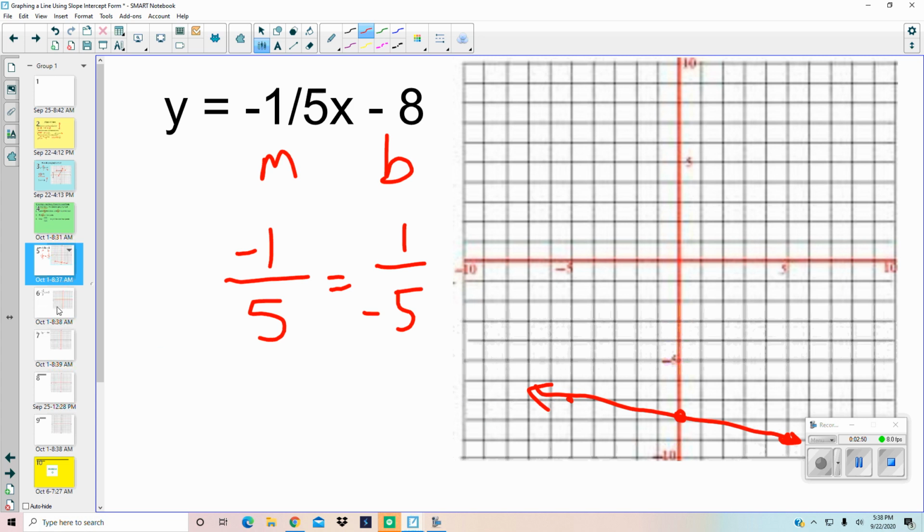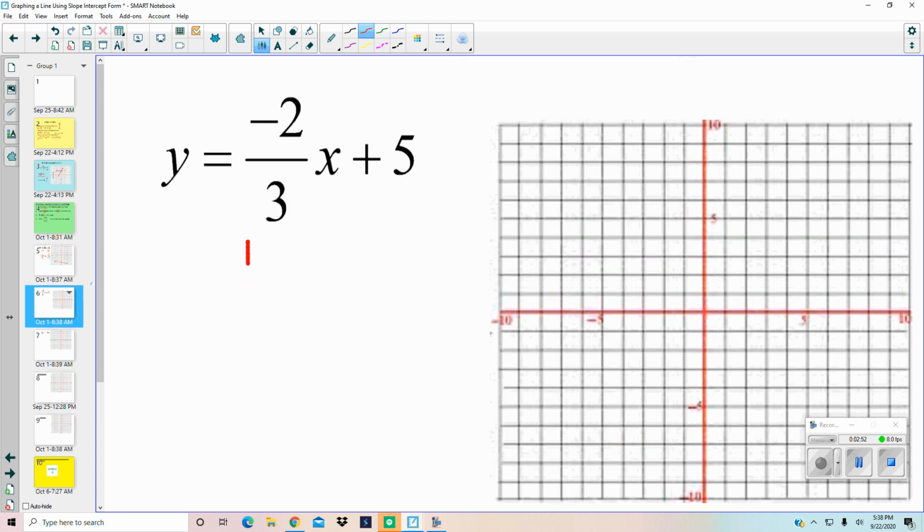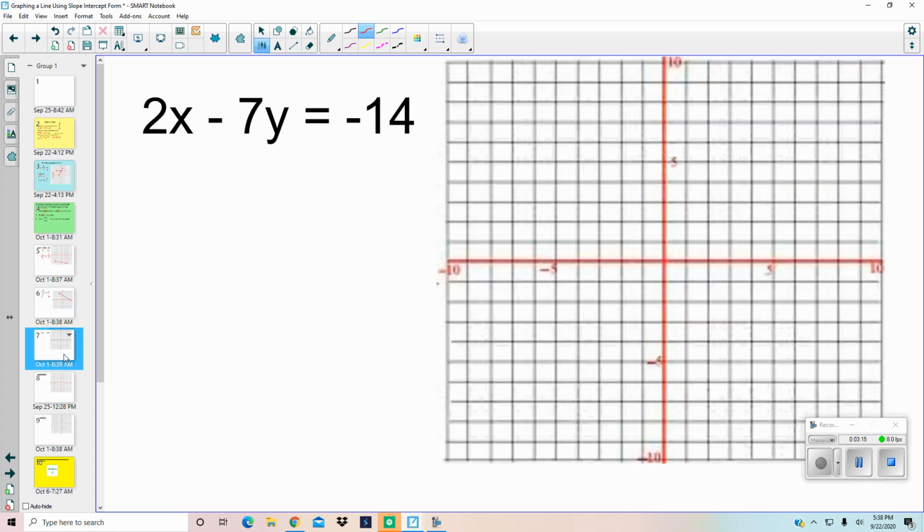It's easy when it's solved for y already. Here we have m and we have b. I'm going to go up 5. That's my first point. And then I would go down 2 to the right 3. Or I could go up 2 to the left 3. Or I can continue to go down and to the right. First the y-intercept, then use the slope to get the next 2 points.